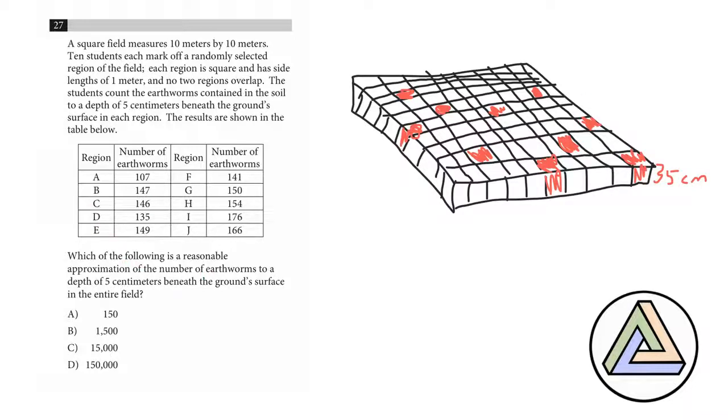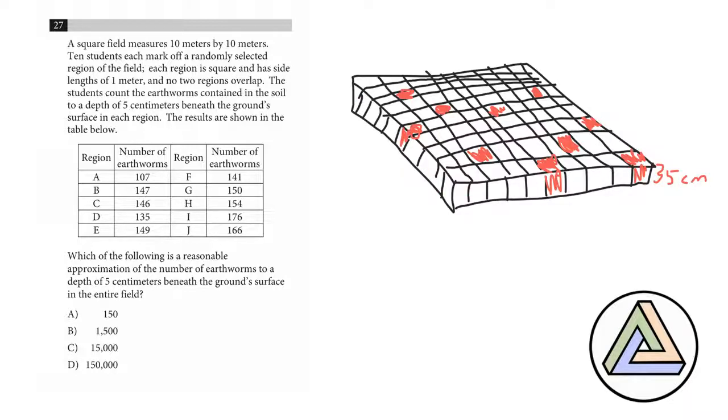So which of the following is a reasonable approximation of the number of earthworms to a depth of 5 centimeters beneath the ground surface in the entire field? So basically one thing you could do is you could realize that, okay, well, we're studying just these 10 blocks, but we're hoping that these 10 regions are going to be representative of what's going on in the entire field, right? And how many regions are there in the entire field? Well, there's 100 total regions in the entire field. How do I know? It's going to be 10 by 10, right?